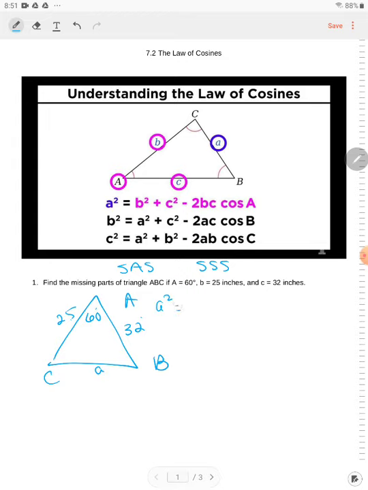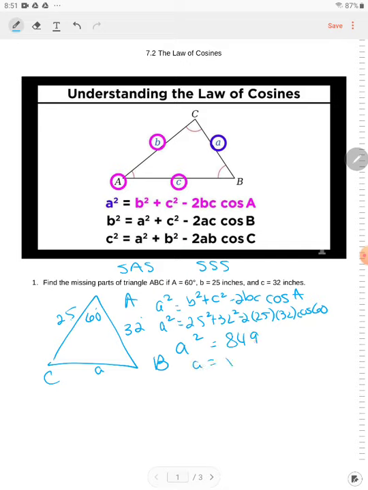So A squared is equal to, looking at our formula, B squared plus C squared minus 2BC cosine of A. So A squared is equal to 25 squared plus 32 squared minus 2 times 25 times 32 times cosine of 60. We get A squared is equal to 849. You square root both sides, and because it's a length measure, length cannot be negative. A is approximately 29 inches.